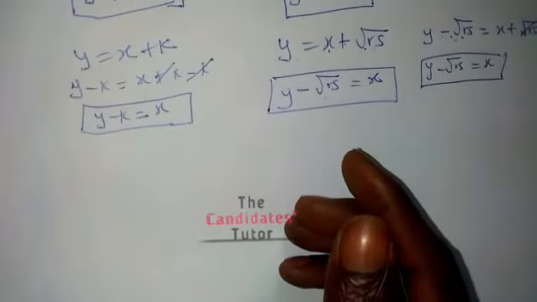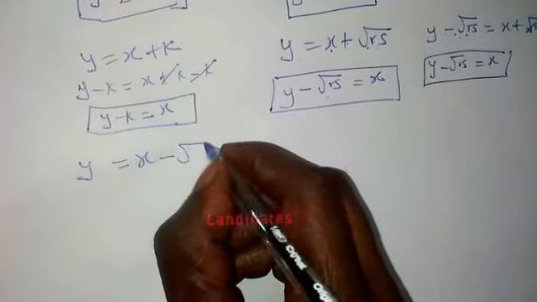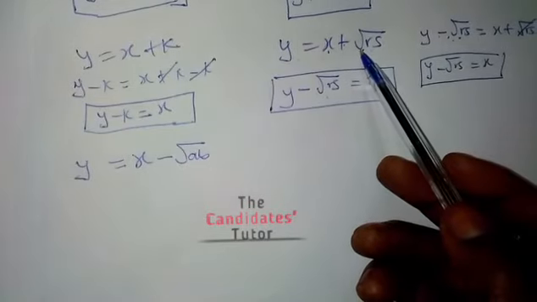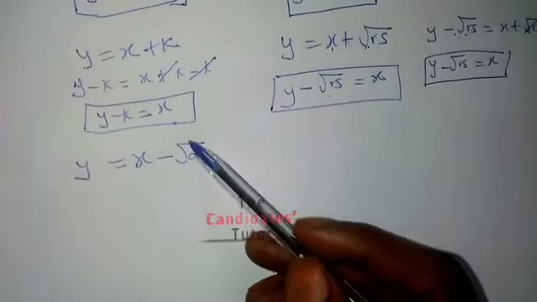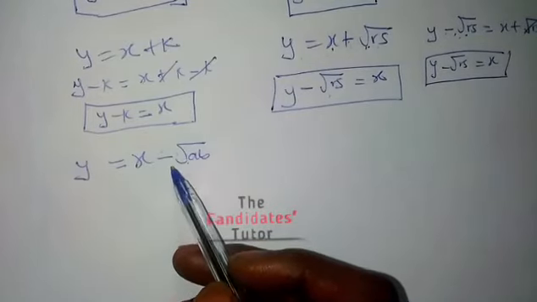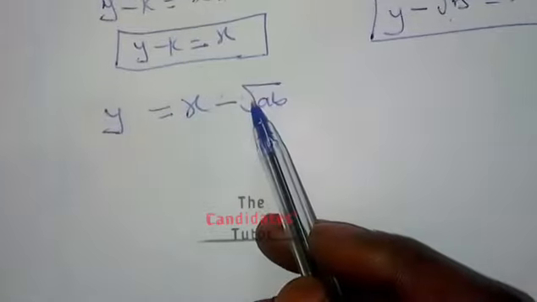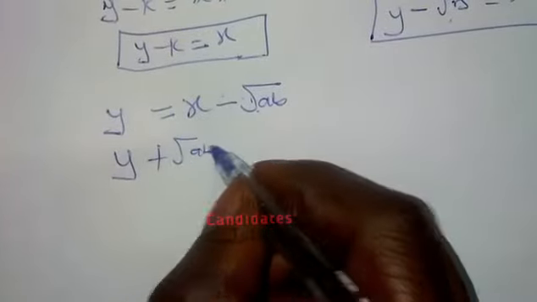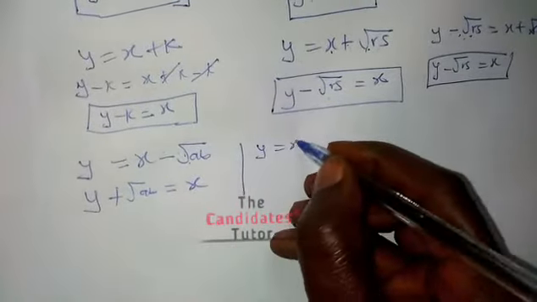Let's say we have y equals x minus root of ab. I think this is very simple, just like the one we did here, just that the opposite sign has changed. This was addition and this one is subtraction. So we move this one to the other side of the equal to sign. And I always say make sure you know that this y is already there. It's not going to be affected with the sign. So we just move this to that side, and we have y plus the root of ab is equal to x.